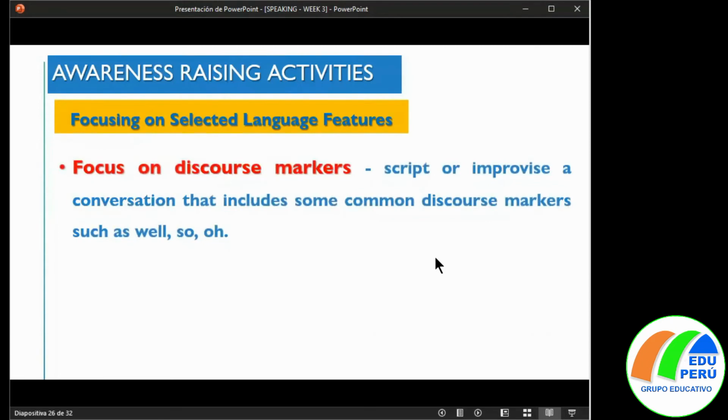Focus on discourse markers. Script again or improvise a conversation that includes some common discourse markers such as well, so, oh, and different connectors that we use to join our ideas or join our sentences or utterances. So conversations which have these kinds of discourse markers.